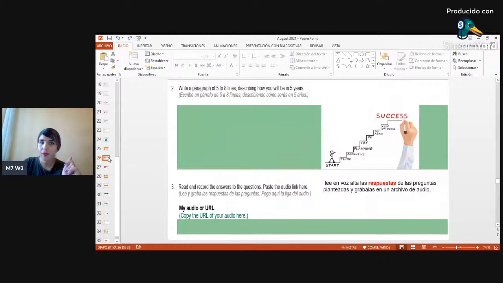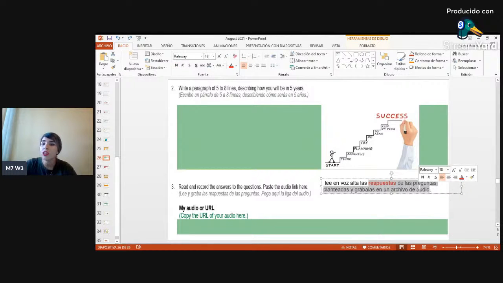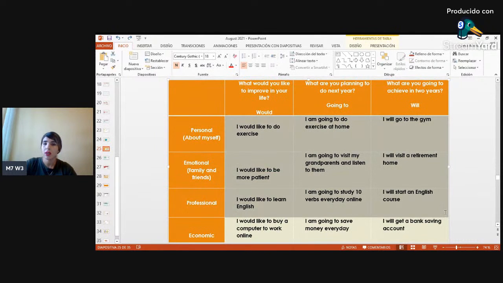So, we're going to continue with your paragraph. It is from 5 to 8 lines. You're going to describe how you'll be in 5 years, in all the aspects, okay? You can talk about your family, friends, so you can talk about all of it. And then you're going to read the answers to the questions. You're going to record these answers, because they are answers.